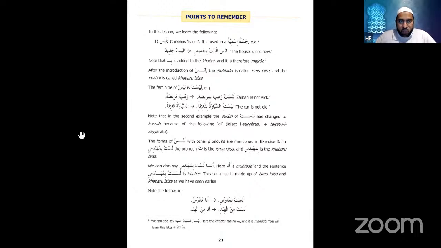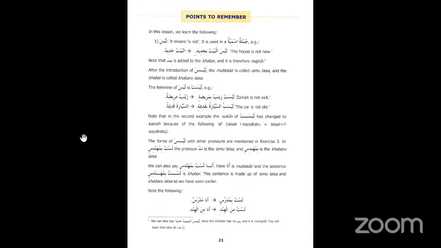Now, I want Sister Batul to read the points to remember, and then inshallah we'll go through the lesson. It's an easy lesson, not a difficult one, and we'll probably finish it today. Bismillah. In this lesson, we learned the following. Number 1: laysa means is not. It is used in jumlatul ismiya. For example, al baytu jadidun, laysa al baytu bi jadidin, the house is not new. Correct. Note that ba is added to the khabar and it is therefore majroor.